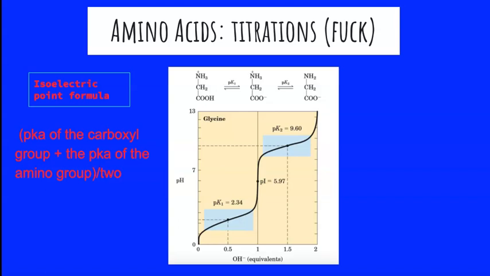Now, the overall goal with titrating amino acids is to find the isoelectric point, a much easier word to manage, which is the pH at which a molecule is electrically neutral. So let's examine glycine, because everybody loves some glycine.